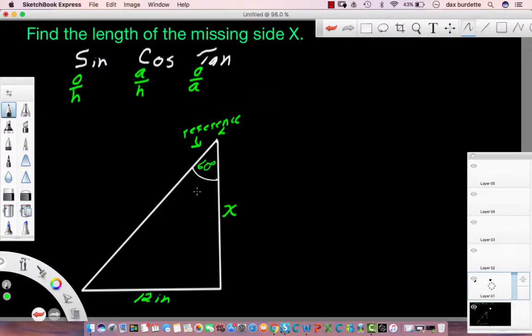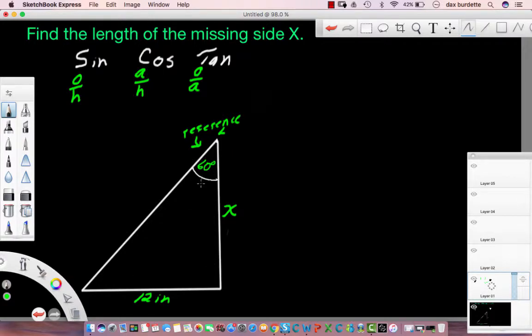Now, remember, we utilize trigonometry when we have an angle measure and when we have a side length. Or if we have 2 side lengths, then we can find the angle measure. But we're not going to focus on that aspect. We're going to focus on the fact that we have an angle and we have a side length. And we can't use the Pythagorean theorem because we don't have 2 sides that are known to us.